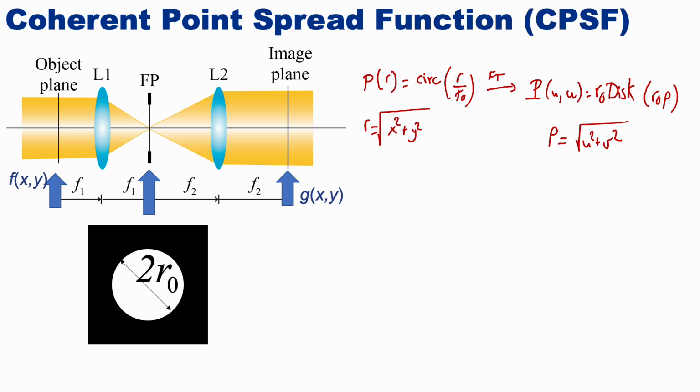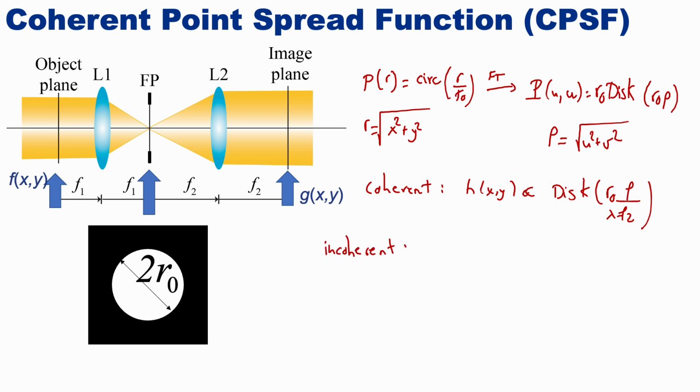So for the coherent version, our input response is given by our disk function, a scale version of the disk, right? But for the incoherent version, and we can talk more in an intro to Fourier optics class, basically it's going to be the absolute modulus square of the coherent input response, and that's going to be our disk square.